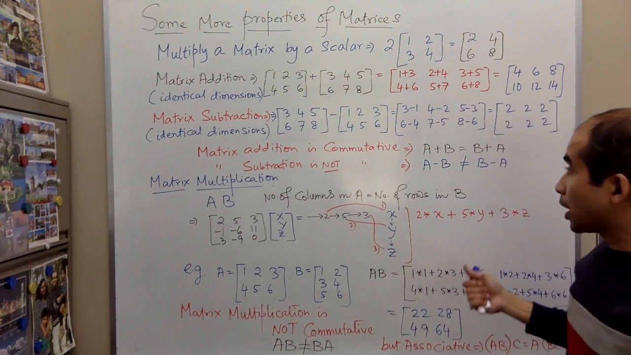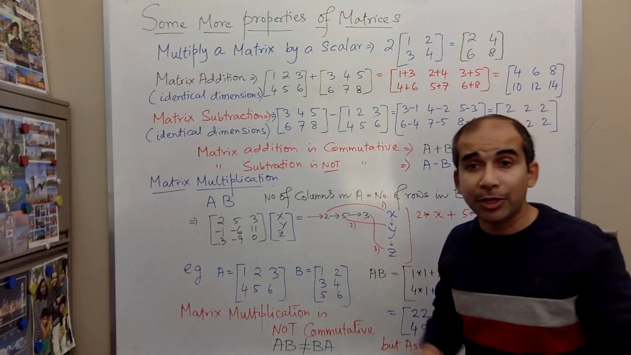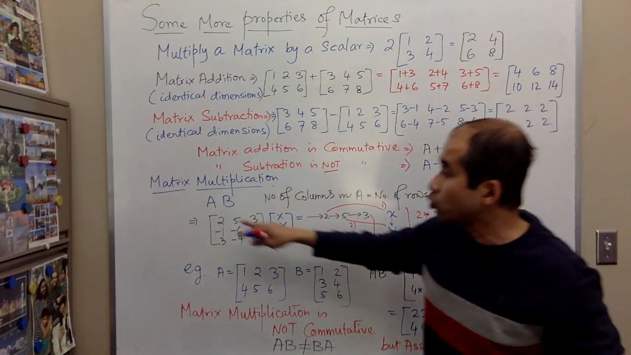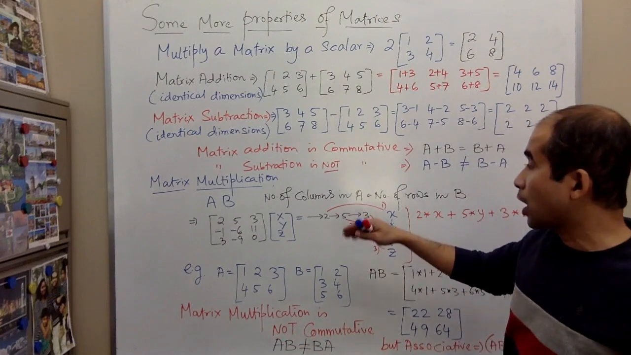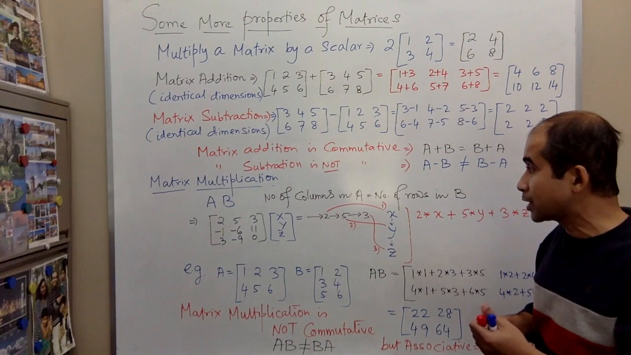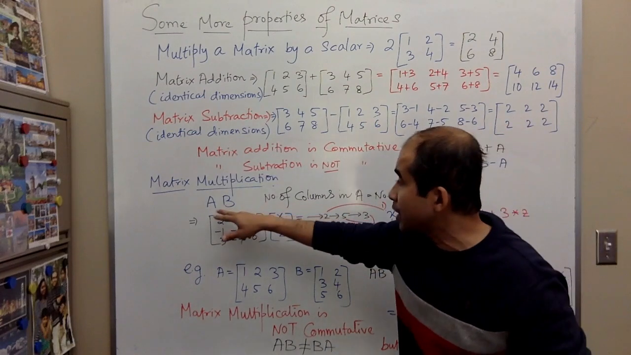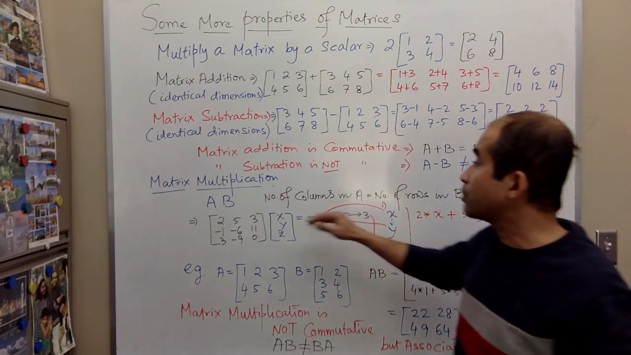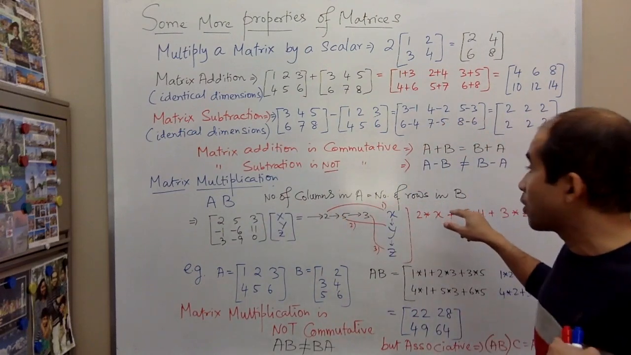Now you see matrix multiplication is a very, very important item. When we multiply two matrices A and B, we have to make sure that they are in a particular structure. What is the structure? The number of columns in A should be equal to the number of rows in B.